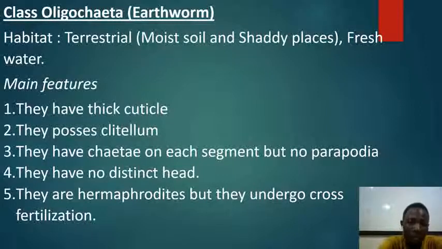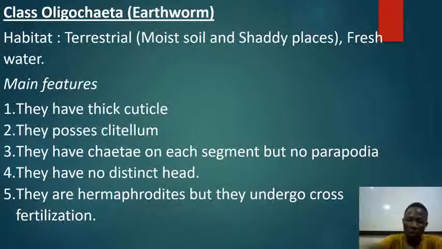Organisms in this particular class are hermaphroditic, but they undergo cross-fertilization. This means that even though they have both sexual organs on their body, they are not able to fertilize their own eggs. Let's note it. After copulation, they exchange sperms, and the sperm they have exchanged goes to fertilize their own eggs. So even though they are hermaphroditic, they undergo cross-fertilization.